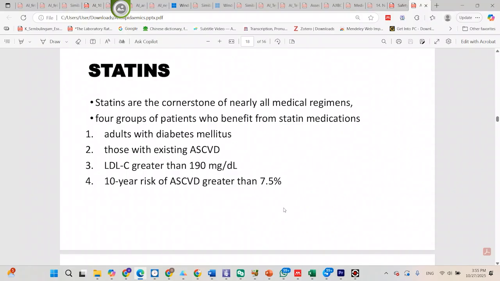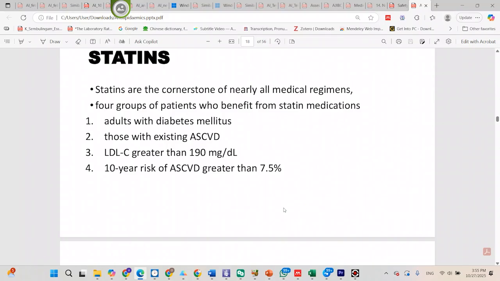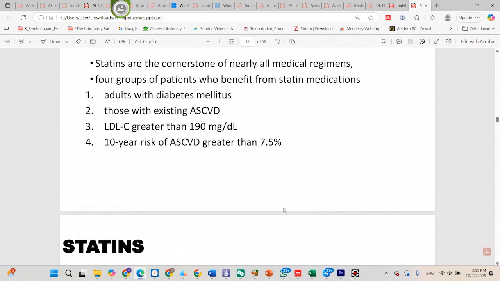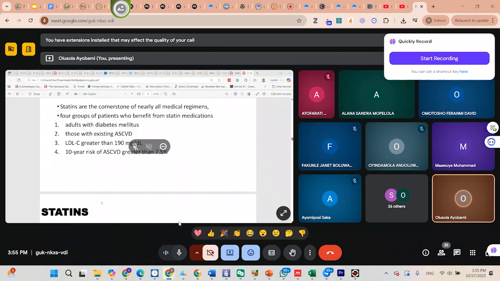Those with existing atherosclerotic cardiovascular disease will benefit from statins. And if you have a low density lipoprotein cholesterol greater than 190 milligrams per dL, the person will benefit from statins. Then if you have a 10-year risk of atherosclerotic cardiovascular disease greater than 7.5%, the patient will benefit from statins too. So of these 4 categories of patients, we have those that we use statins for primary prevention, and we have those that we use statins for secondary prevention. Like those with existing ASCVD, we use for secondary prevention, while some we use for primary prevention.